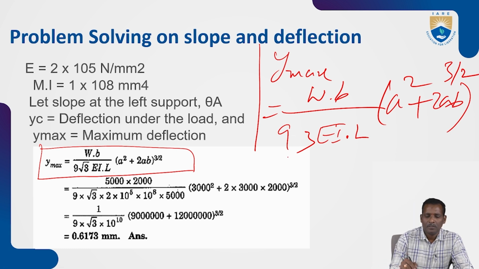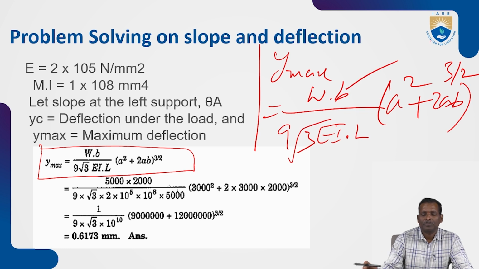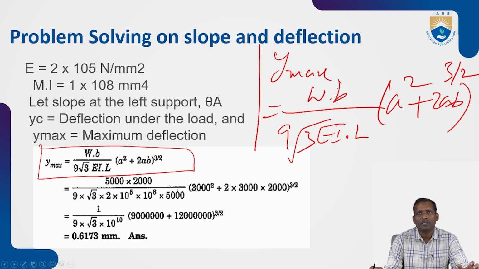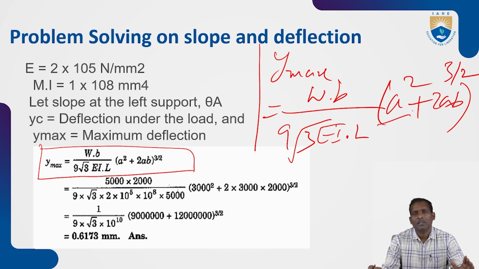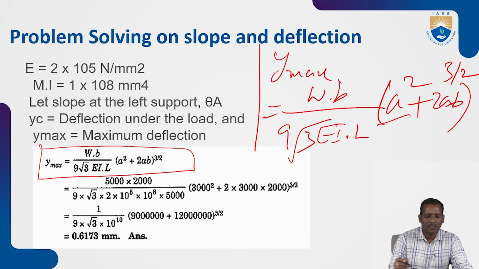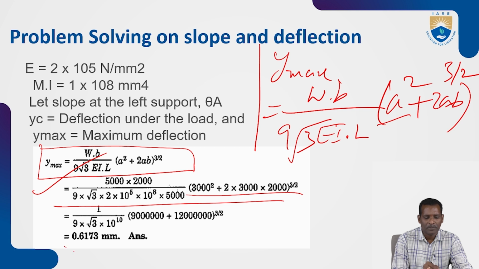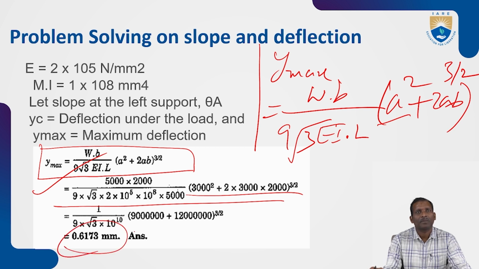In this, you know W, and B is the distance from the right hand side, and A is the distance from the left side, the load acting distance A and B. Substitute those values in this equation, and finally you will get the maximum deflection 0.617. So calculate.